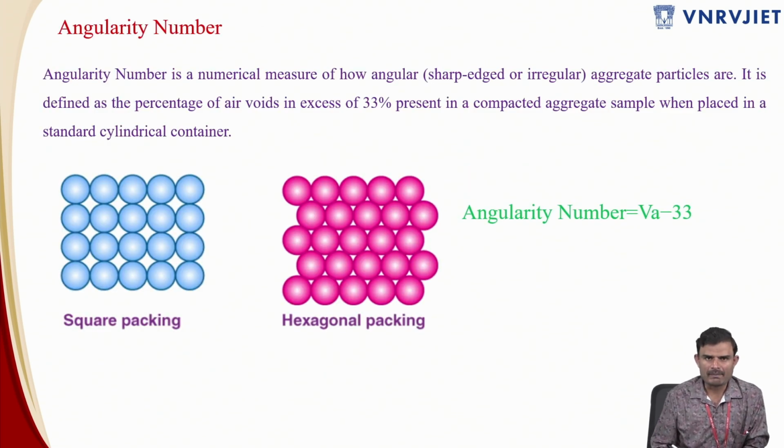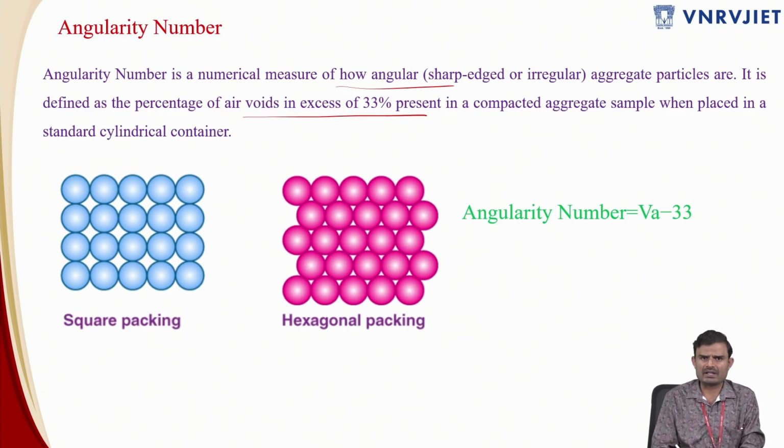So next one, the third parameter, the third index, which is angularity number. Angularity number is a numerical measure of how angular your aggregate particles are, that is, how sharp-edged they are. It is defined as, very important, the percentage of air voids in excess of 33. Here I have two ways of arranging aggregate particles, assuming that they are spherical in shape. This is one kind of packing, cubical or square packing, where a huge amount of air voids, a huge air void ratio, is created.